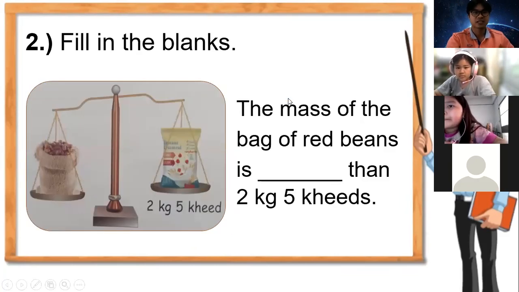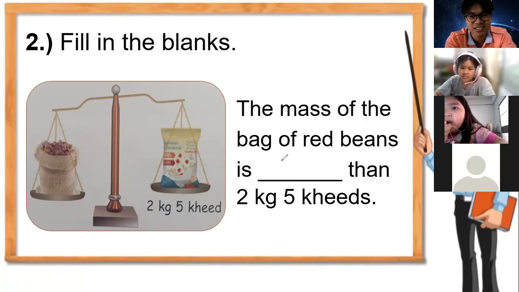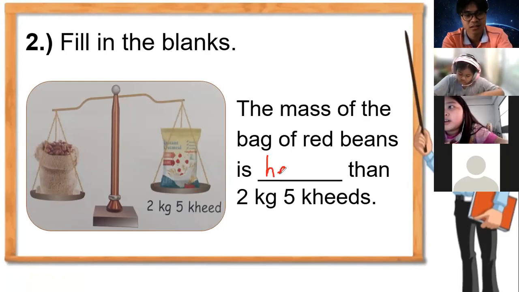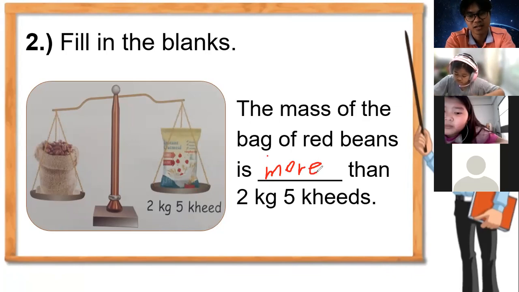Okay, how about this? Oh, 2 minutes more. Fill in the blanks. The mass of the bag of red beans is less than or more than? Lighter or heavier than? More than. More than 2 kilograms and 5 kids.